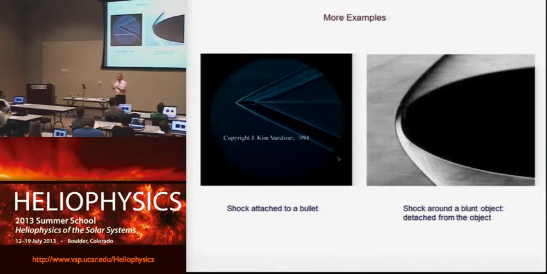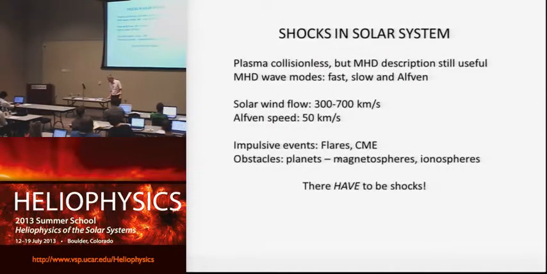So the fact that the bow shock stands in front of the magnetosphere is because the magnetosphere is a blunt obstacle. If it was more pointy, then the standoff distance is not as large. And if it was a larger and flatter obstacle, the standoff distance would be greater. Okay, so that's shocks in a neutral gas.